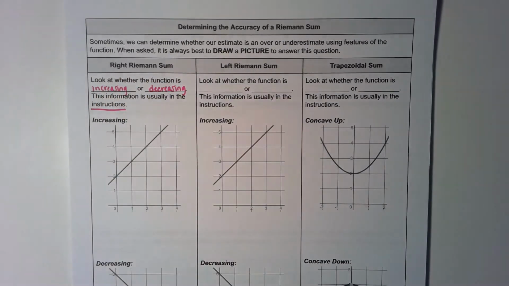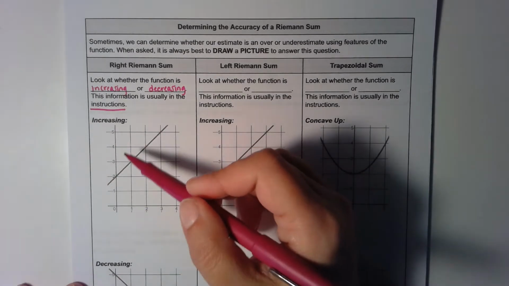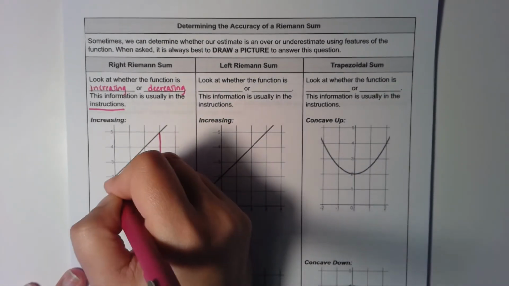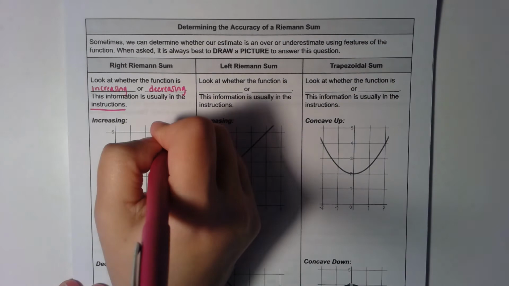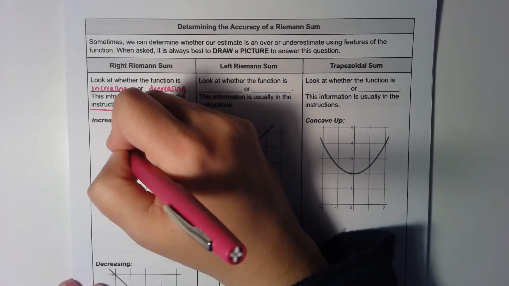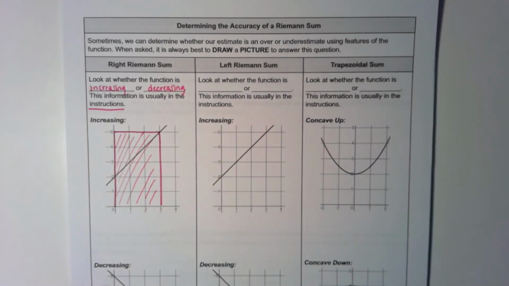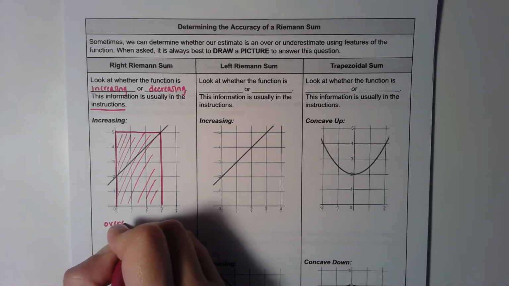Now, this information is usually going to be in the instructions. You need to make sure you read the instructions really carefully because it's going to tell you whether your function is increasing or decreasing. If you have an increasing function and you use a right Riemann sum, here's how you can draw a picture. Start by drawing a picture like the one you see here, which is an increasing function. Then I want you to make one big rectangle. So here's the left and here's the right, and use the right side to make the height. You will notice that this rectangle is too big for the graph that you're looking at. So if you're using a right Riemann sum and your function is increasing, you have an overestimate.